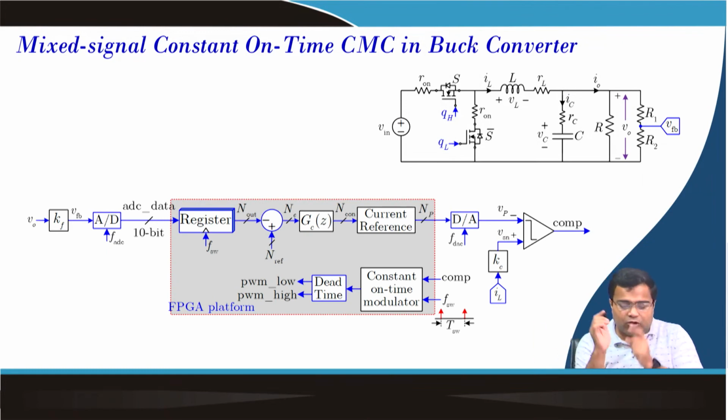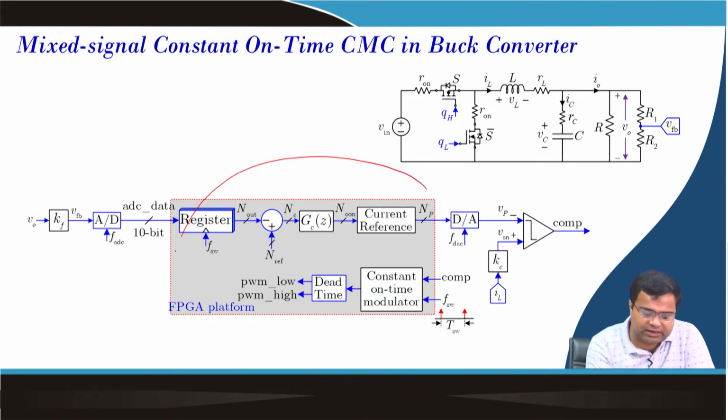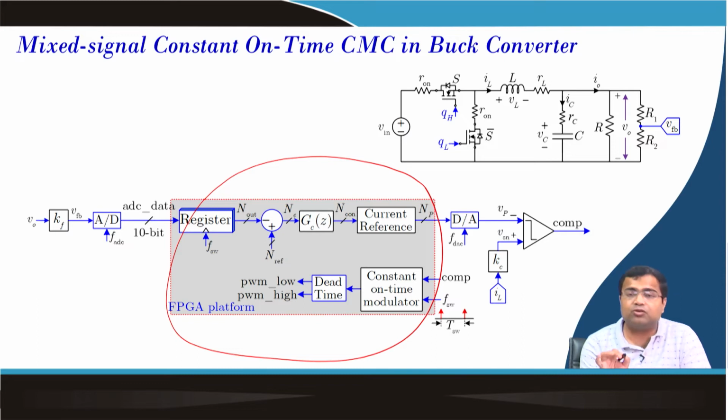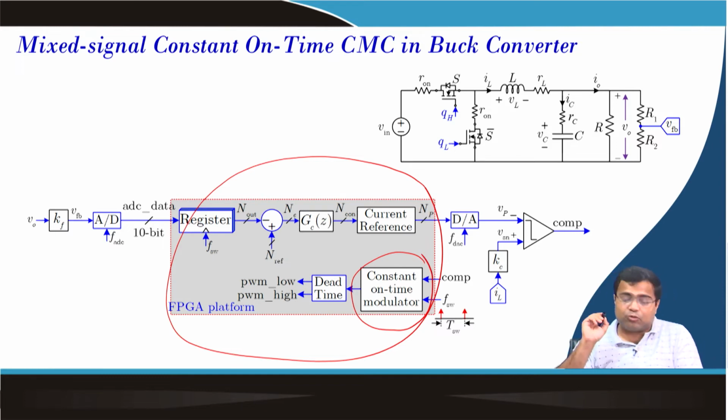Now, we can also implement this constant on time control within the FPGA. It will look like a digital IC, where the only difference compared to the previous one is your constant on time modulator, and we will discuss this modulator functionality in detail as well as Verilog implementation in the subsequent lecture.